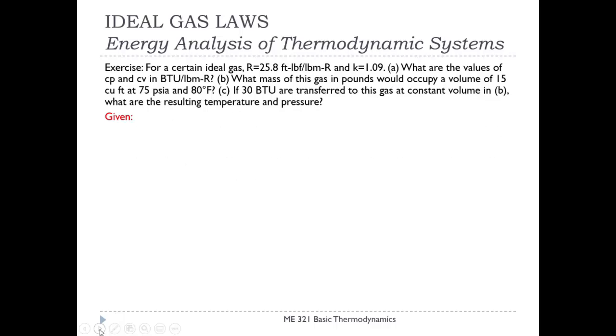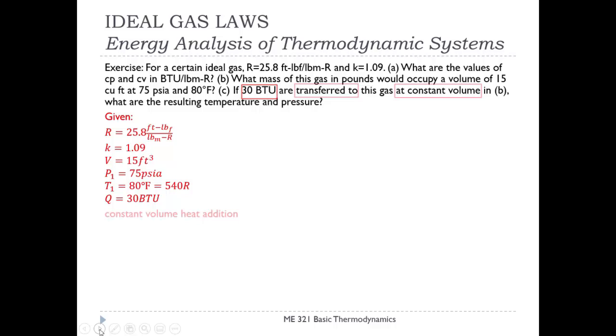So we are given the gas constant of an unknown gas, together with its specific heat ratio. We are also given the volume occupied by this gas at the initial pressure of 75 psi and at the initial temperature of 540 Rankine. Lastly, we are given the amount of heat added to this gas under constant volume conditions.